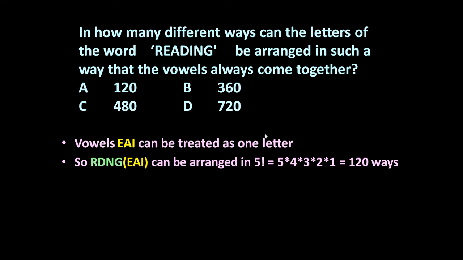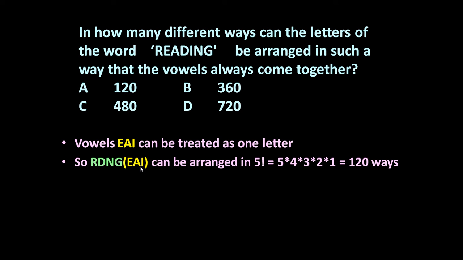So now the letters will be R, D, N, G, and E, A, I treated as a single letter. It is now made of 5 letters: R, D, N, G, and the 3 vowels E, A, I as a single letter. These 5 letters can be arranged in factorial 5 ways. Factorial 5 means 5 into 4 into 3 into 2 into 1, which is equal to 120 ways. So these 5 letters can be arranged in 120 ways.